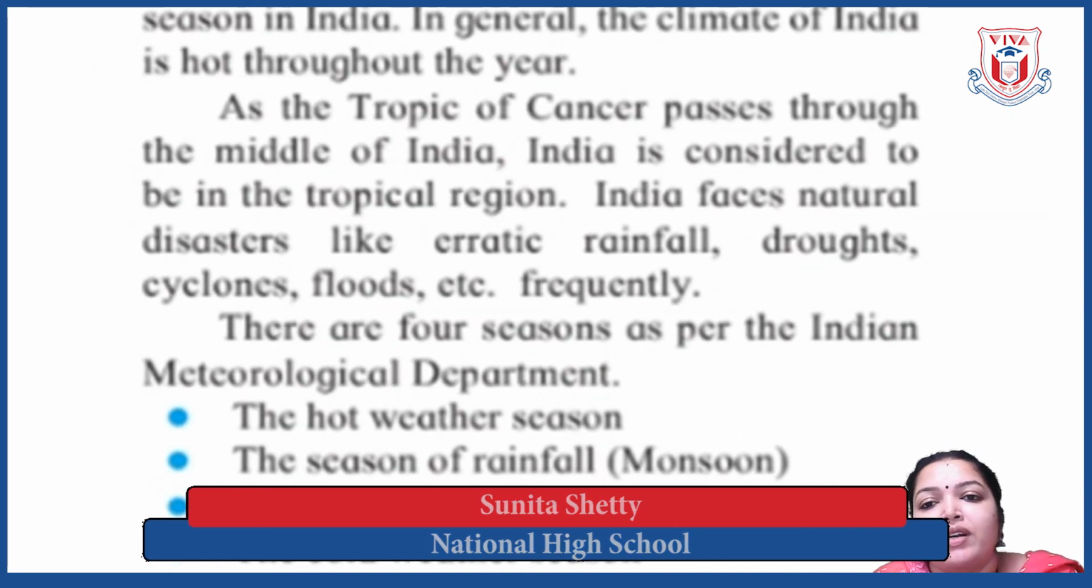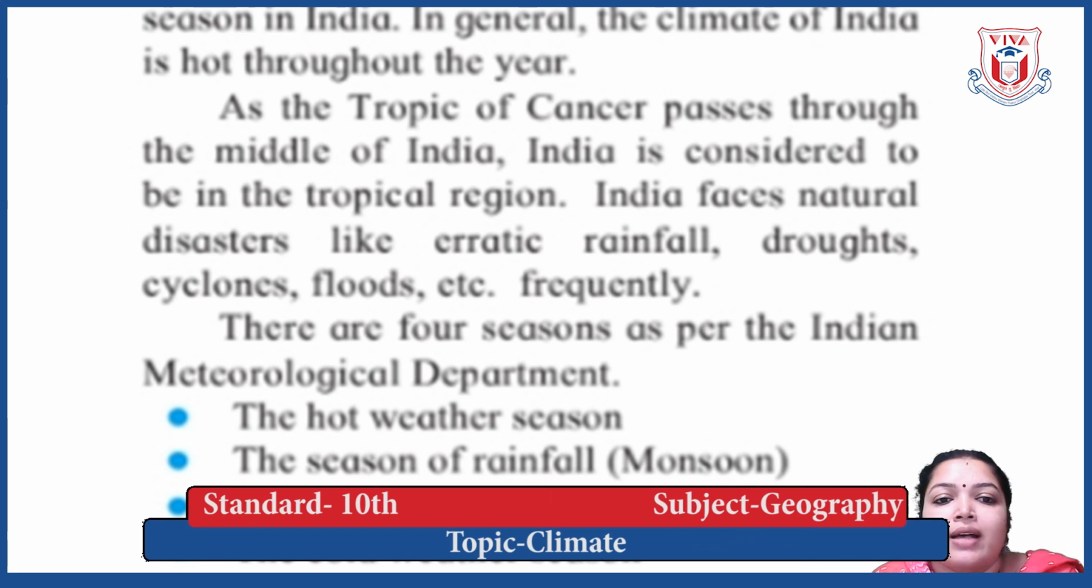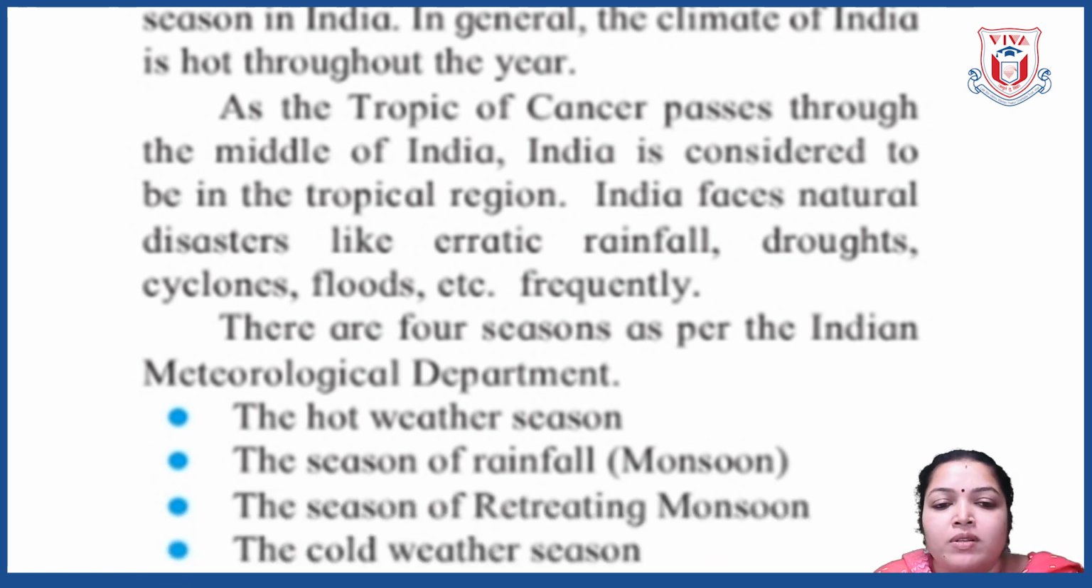In general, the climate of India is hot throughout the year. As the Tropic of Cancer passes through the middle of India, India is considered to be a tropical region. Now, India faces natural disasters like erratic rainfall, meaning uneven rainfall. Sometimes it may rain heavily, or sometimes there may be no rain. We face droughts, cyclones, floods, etc. very frequently. There are 4 seasons as per the Indian Meteorological Department: the hot weather season, the season of rainfall or monsoon, the season of retreating monsoon, and the cold weather season.